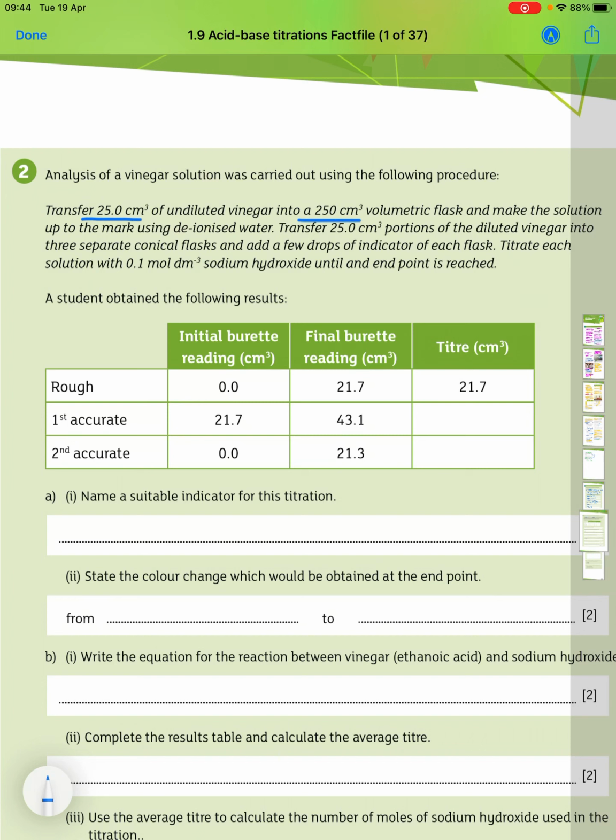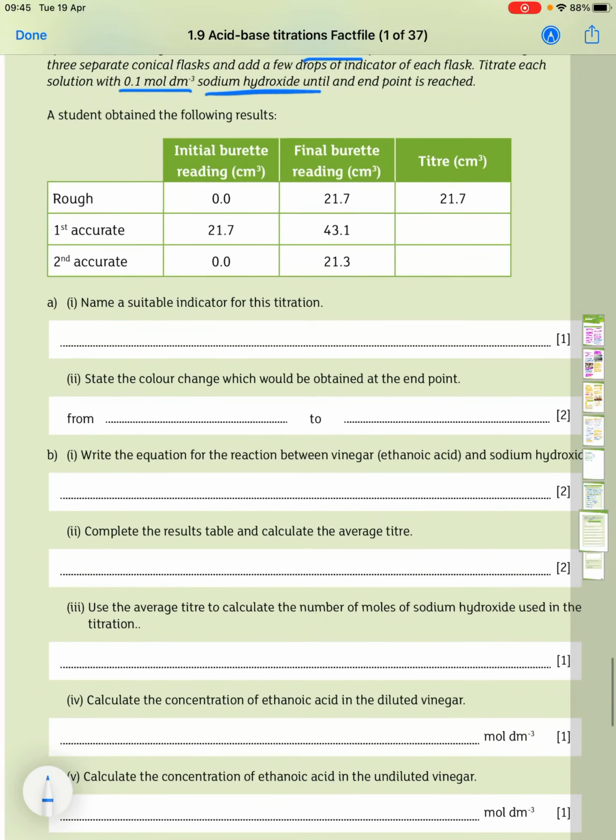So in question 2, they're analysing vinegar. So 25 vinegar is transferred to 250 volumetric flask. 25 cubic centimetre portions of this are then put into 3 flasks. Drops of indicator used. Titrate each solution with 0.1 molar sodium hydroxide until the end point is reached. So suitable indicator for this titration, you're looking for something which is suitable for a weak acid and a strong alkali, so that is phenolphthalein.